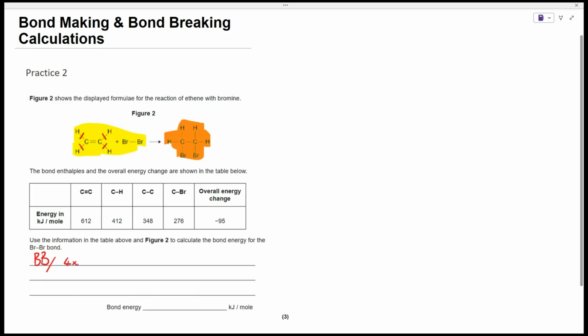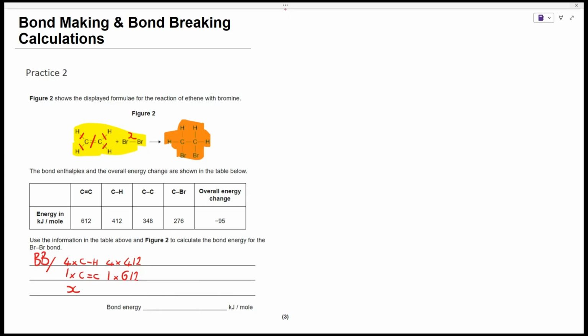So our bond breaking, so essentially we've got 4 C to H bonds, which is 4 multiplied by 412. We've got a carbon double bond carbon, one of. So 1 carbon double bond carbon, which is 1 times 612. And then we've got our unknown, which is our bromine, which we're going to call X. So we'll put X there as well, just one of them because there's only one.